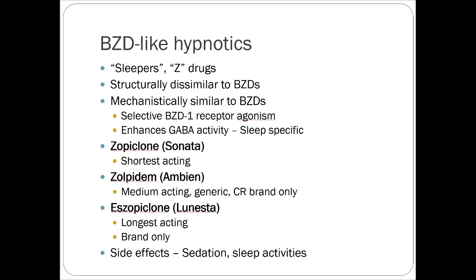As far as differences go, they're all essentially the same. They do really the same thing. Sonata is the shortest acting, so some people might not feel like they get a full night's sleep if they're really having insomnia on it. Ambien has probably been the most popular one. It's been generic for quite a while, so I think a lot of people have been using it because it's relatively cheap.